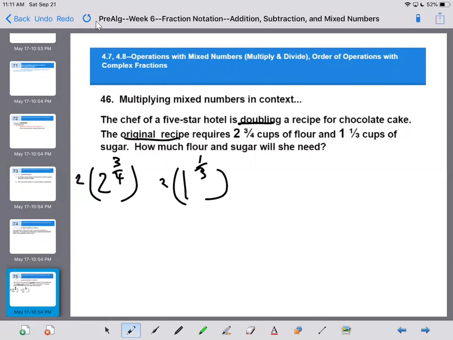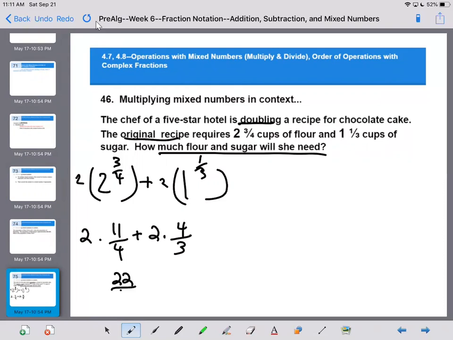Well, you can't just say that that's 4 3/4 and 2 1/3. You can't just multiply the whole numbers. So if it helps you, then change the 2 3/4 to an improper fraction. So 4 times 2 is 8 plus 3. That's 11/4, and we're going to multiply by 2. And it says how much flour and sugar, so we're looking at adding these together. Well, 1 1/3 would be the same as 4/3, and we want to multiply it by 2, but we want to add our results. So 2 times 11/4 would be 22/4, plus 2 times 4/3 would be 8/3.